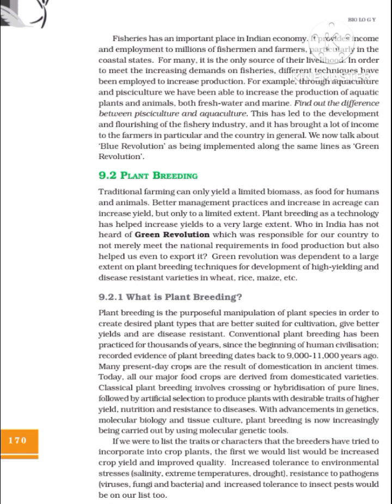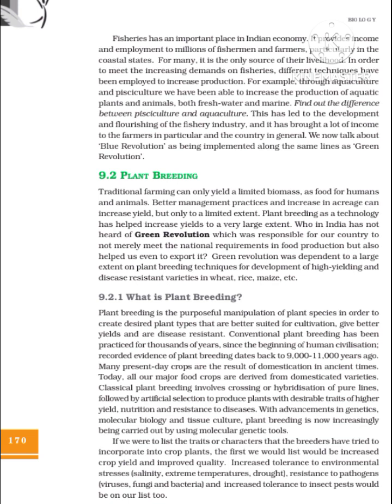Conventional plant breeding has been practiced for thousands of years. Since the beginning of human civilization, recorded evidence of plant breeding dates back to 9,000 to 11,000 years ago. Many present-day crops are the result of domestication in ancient times. Today, all our major food crops are derived from domesticated varieties.